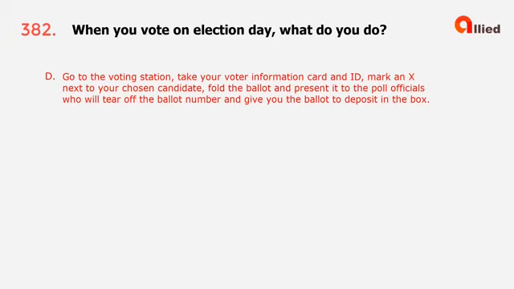The answer is D. Go to the voting station, take your voter information card and ID, mark an X next to your chosen candidate, fold the ballot and present it to the poll officials, who will tear off the ballot number and give you the ballot to deposit in the box.